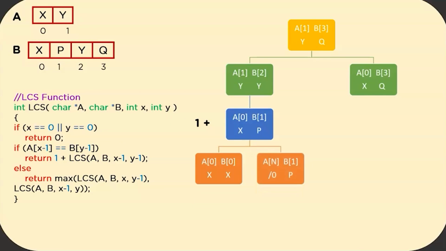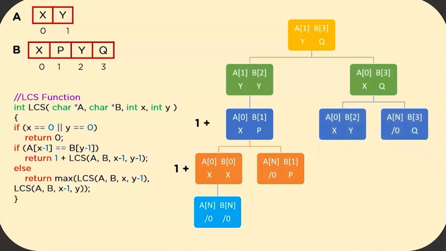And here, if you observe, the left child has a character match. Thus, we'll add 1 and reduce the size of both character arrays by 1. And with this step, we reach the end of our strings. Now let's work on the right side of our recursion tree. In this case, we have distinct characters.